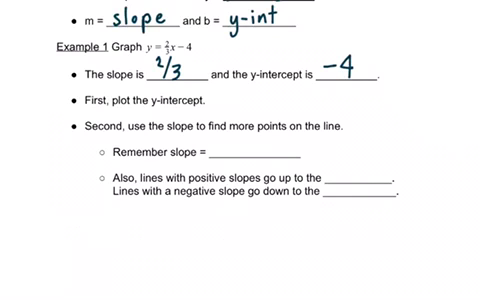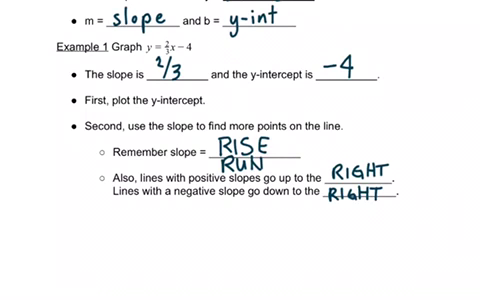The second thing I'm going to do is use my slope of 2/3 to find more points on the line. Remember that slope is rise over run. So the top number tells us how far up to go. The bottom number tells us how far to the left or right we go. Also remember that lines with positive slopes go up to the right, and lines with negative slopes go down to the right.